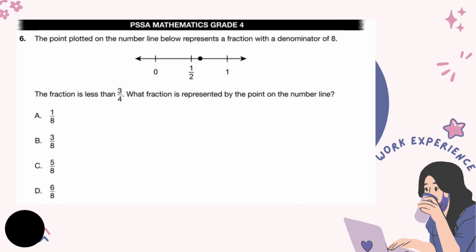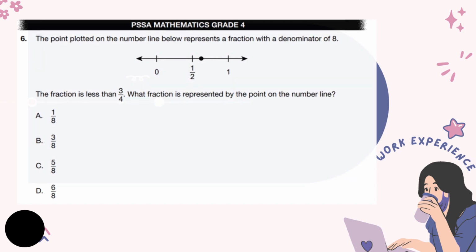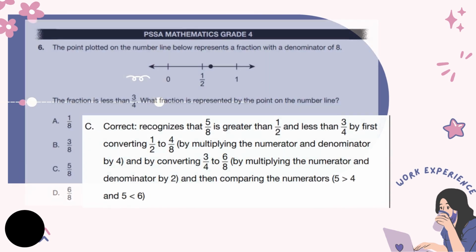If you see the number line, here is a half and 1, that is the whole part. So 3/4, the fraction is less than 3/4. So what fraction is represented by the point? Did you see the point on the line?